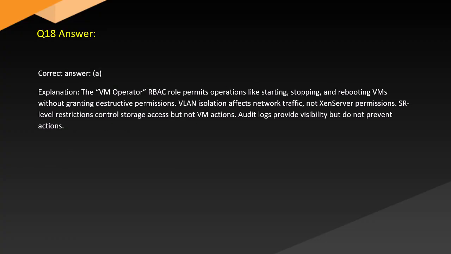Answer. Correct answer, A. Explanation. The VM operator role permits operations like starting, stopping, and rebooting VMs without granting destructive permissions. VLAN isolation affects network traffic, not XenServer permissions. SR-level restrictions control storage access but not VM actions. Audit logs provide visibility but do not prevent actions.